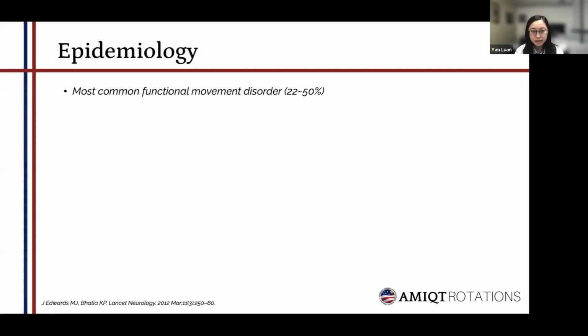For the epidemiology, functional tremor is the most common functional movement disorder. It affects patients of all ages. The peak onset is between 30 and 50 years old.